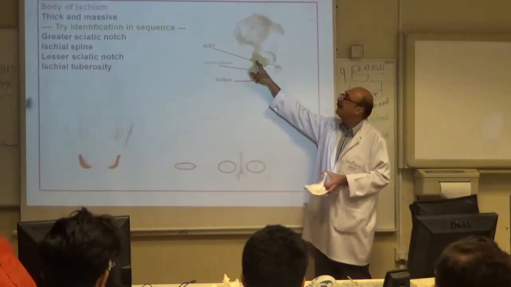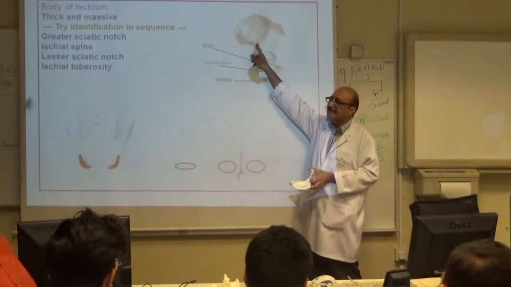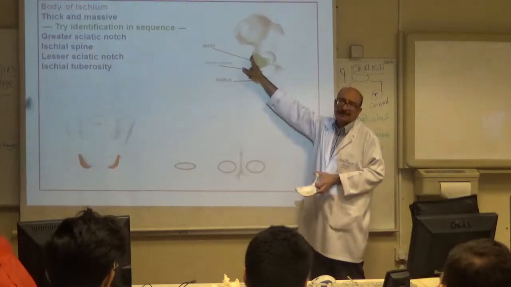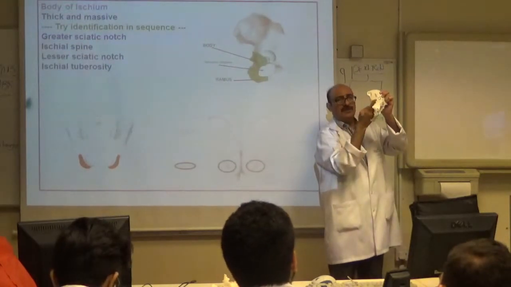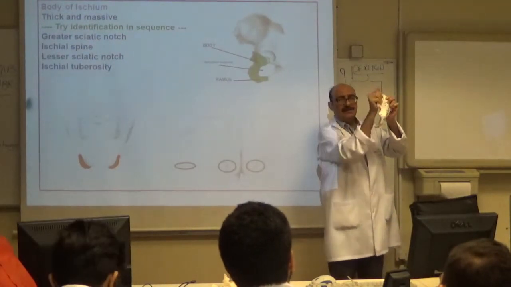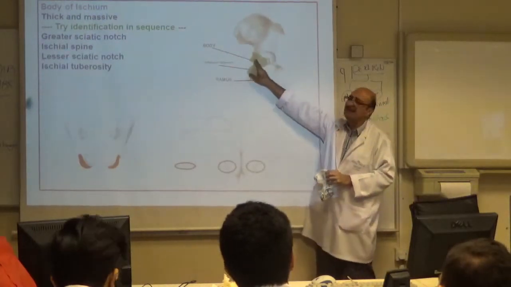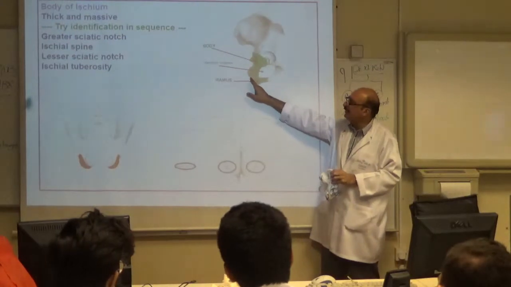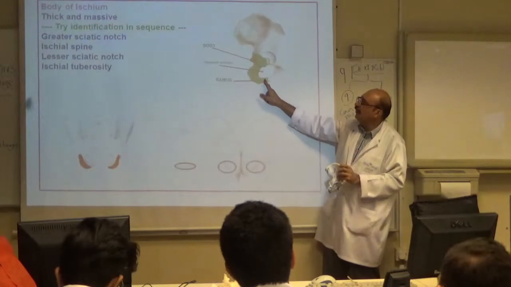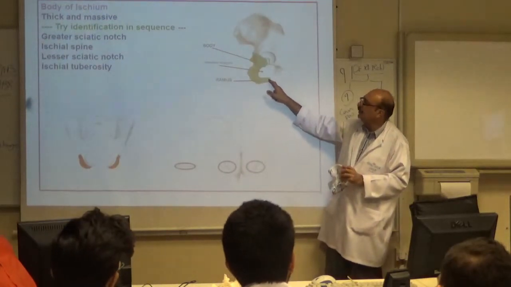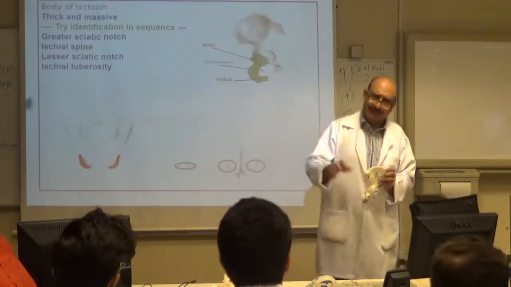What is it making? See, the greater sciatic notch: half of it is made by the ilium, and the lower half is made by the ischium. See here, ilium, ischium. Then the ischium has a tuberosity, then it has a ramus, one ramus of the ischium, which is joined with the inferior ramus of the pubis, making the ischiopubic ramus.